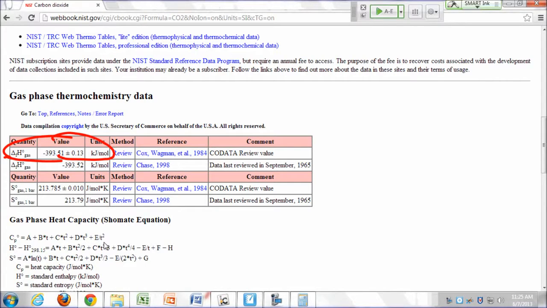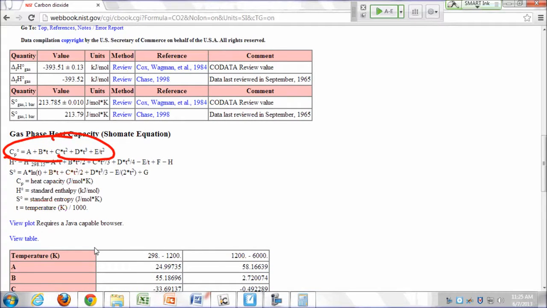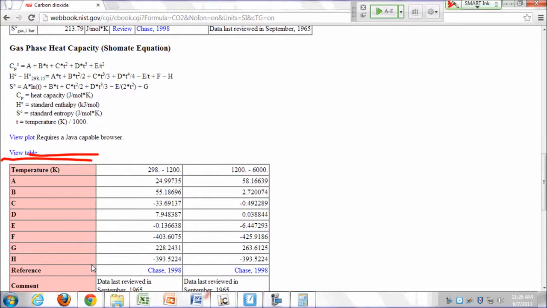Heat capacity also, you can look it up in case you needed it. Heat capacity actually in general depends on temperature, and so this is the formula that you can use to calculate the heat capacity per mole. And you have some constants that you can plug into that equation right there. Okay? So that would be a good source for finding delta H of formation.